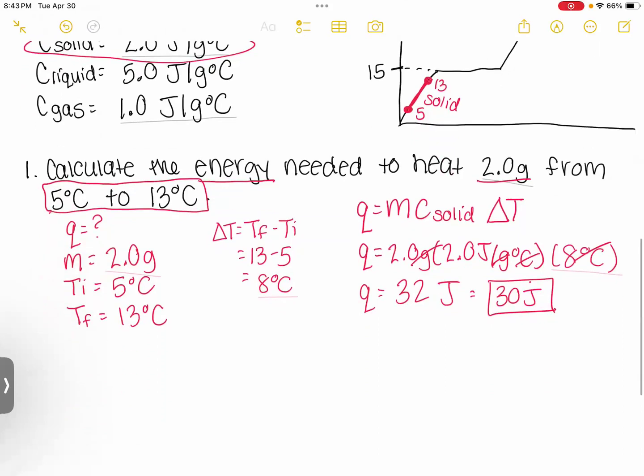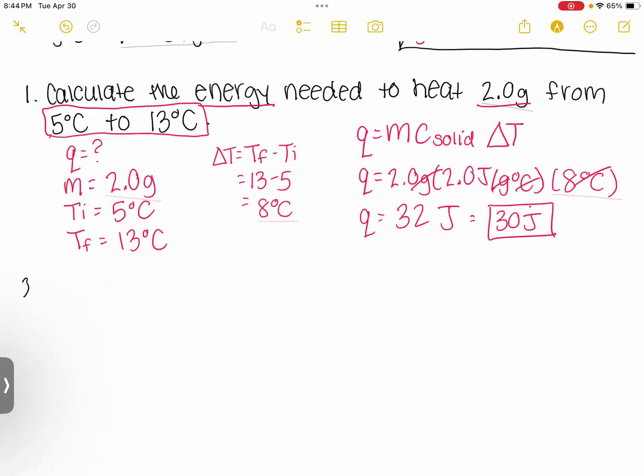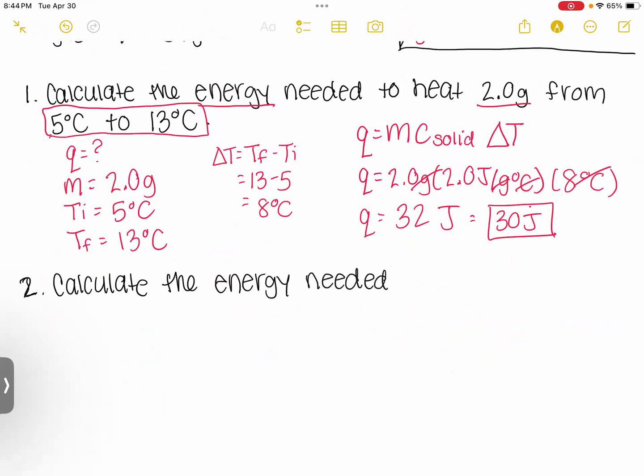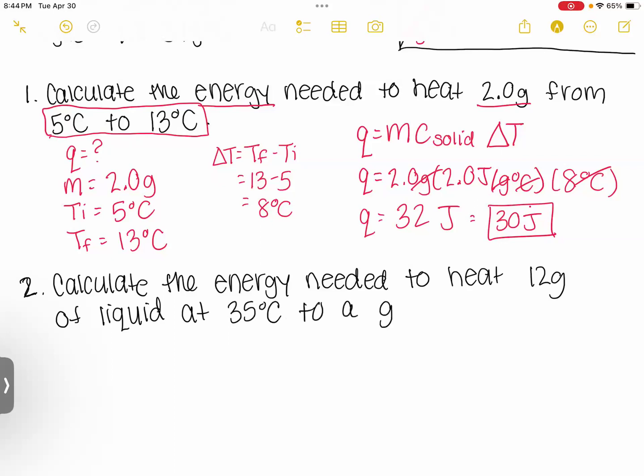Let's try another one. Number 2. Calculate the energy needed to heat 12 grams of liquid at 35 degrees Celsius to a gas at 35 degrees Celsius.